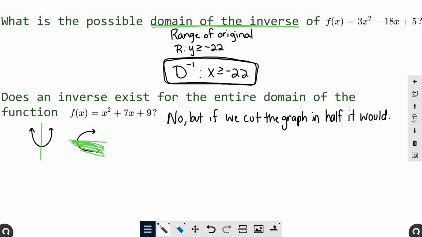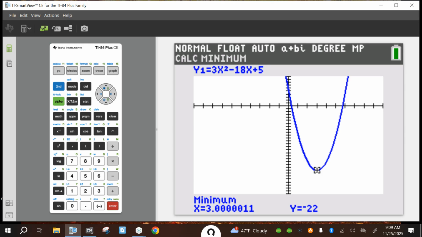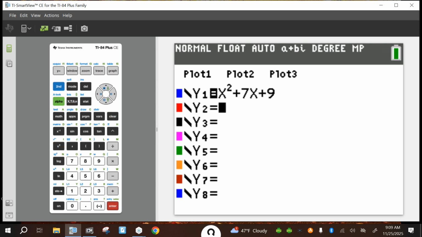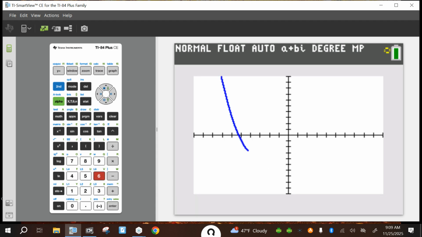So let's actually find that vertex. So let's type this in our calculator and do the same thing again. So go to y equals, type in your x squared plus 7x plus 9. And then you might want to get back to your original window. How do I get back to the original window? Zoom 6. Yep, Zoom 6 gets us back to that original window. So now what am I trying to find here? The middle or the minimum.